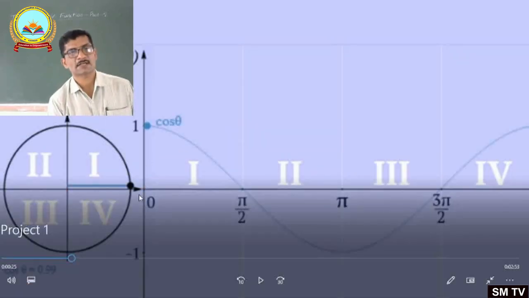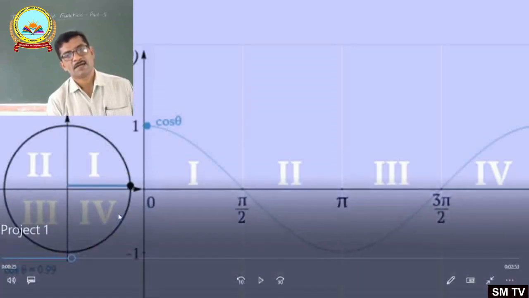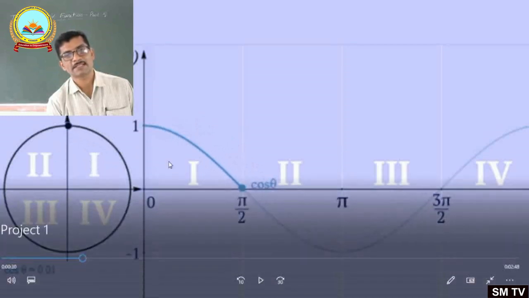Next, draw the graph of the cos function using the unit circle. Here the x coordinate, meaning the abscissa, is cos x in the unit circle. At 0, you know that this value is equal to 1. Here the x coordinate moving from 0 to pi by 2 is decreasing, from 1 to 0. Is it clear? From 0 to pi by 2, the cos function is decreasing.